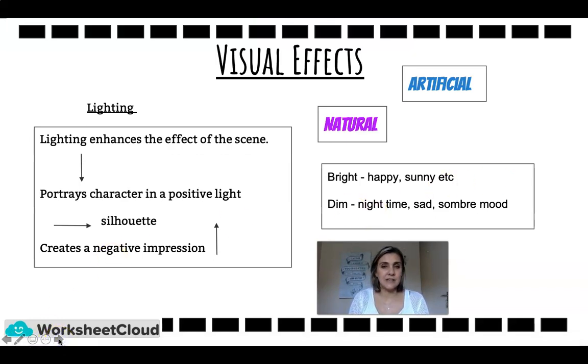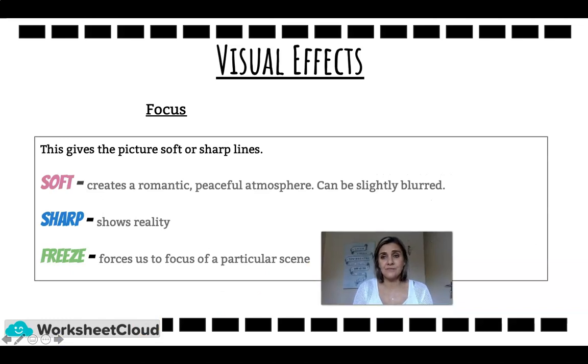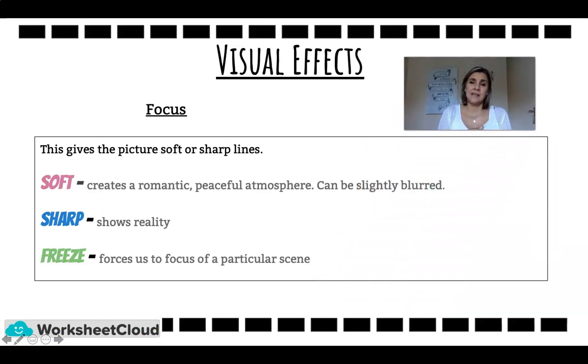Right, the next one we look at is focus, and that's obviously when the picture either has a soft or a sharp line. So when they come into focus and you see every single part, that shows you reality. So you'll see the wrinkles, or you'll see the tears, the actual tears. And then soft, it creates sort of a romantic, peaceful atmosphere. Sometimes it's slightly blurred. And then freeze is when they sort of just hold the camera at a certain point. It helps you focus. They want you to stop for a minute and focus on that particular scene or what's happening there.